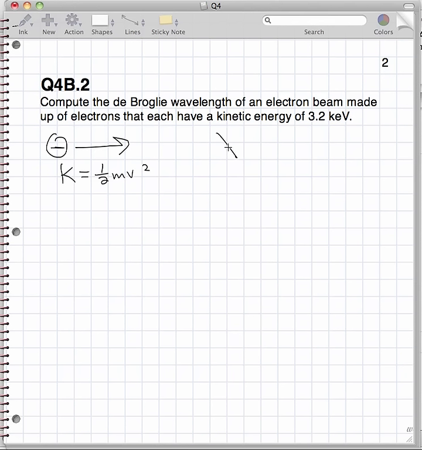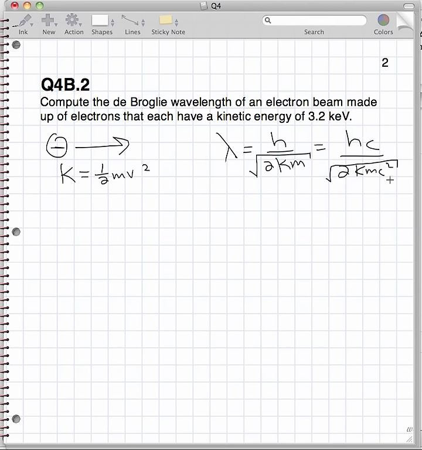Now the equation that I want to use is equation Q4.6, and that tells me that lambda is equal to h over the square root of 2Km, or hc over the square root of 2K mc squared. Now why would I want to use this equation over this equation? And that's because I know that hc is 1240 eV times nanometer. I learned that in the last chapter.